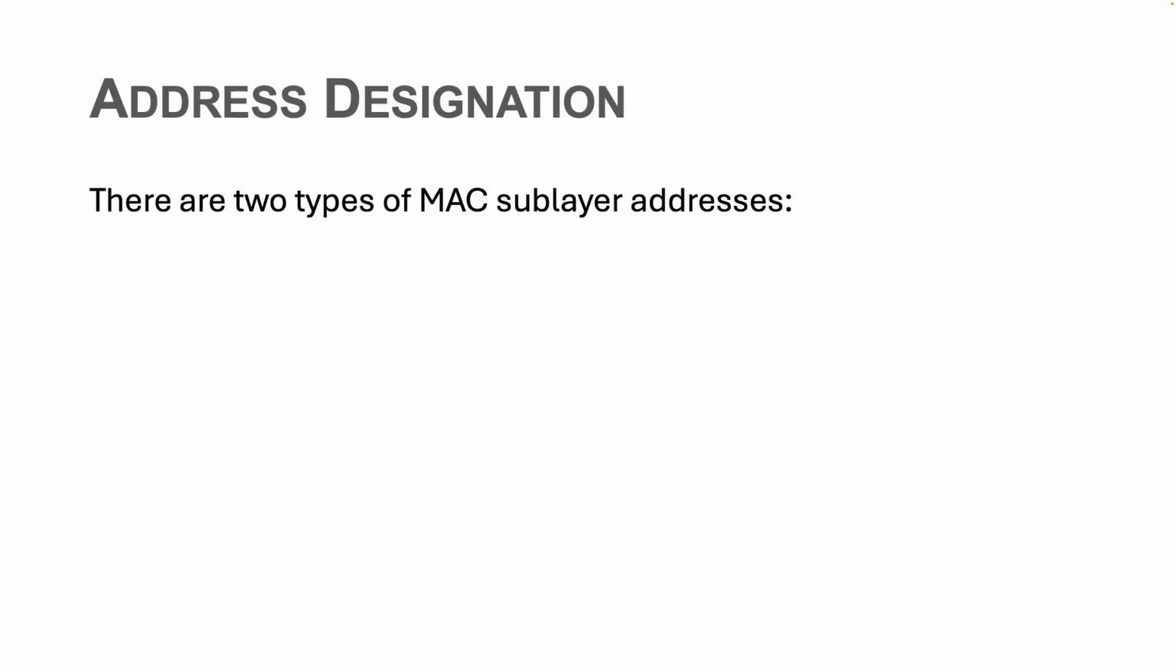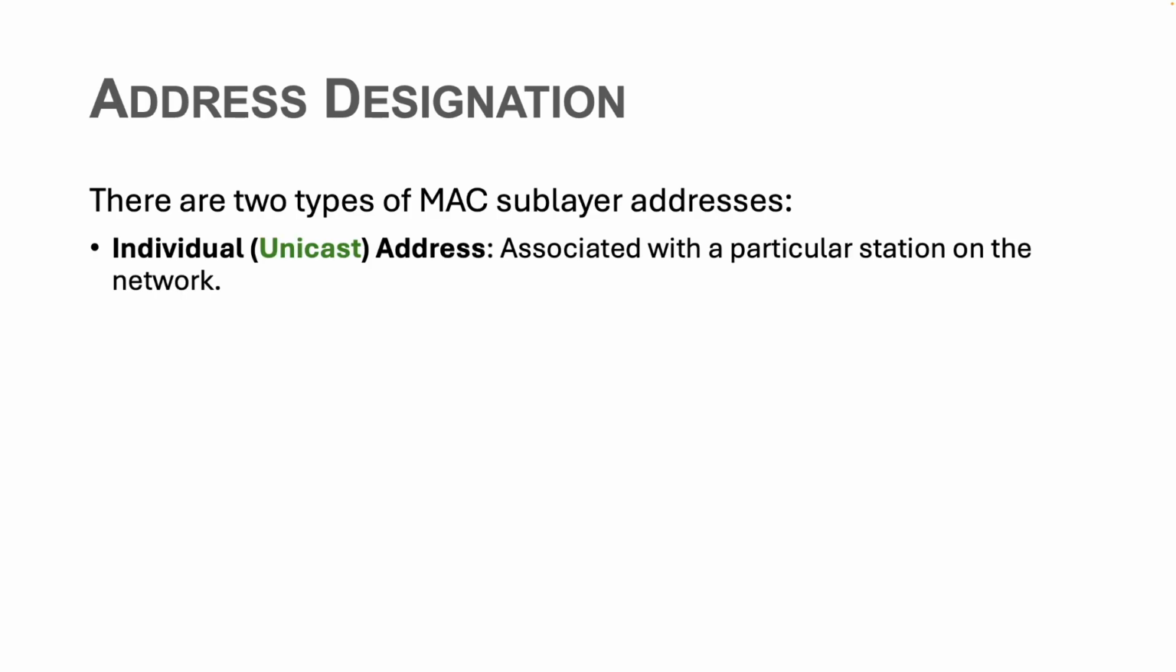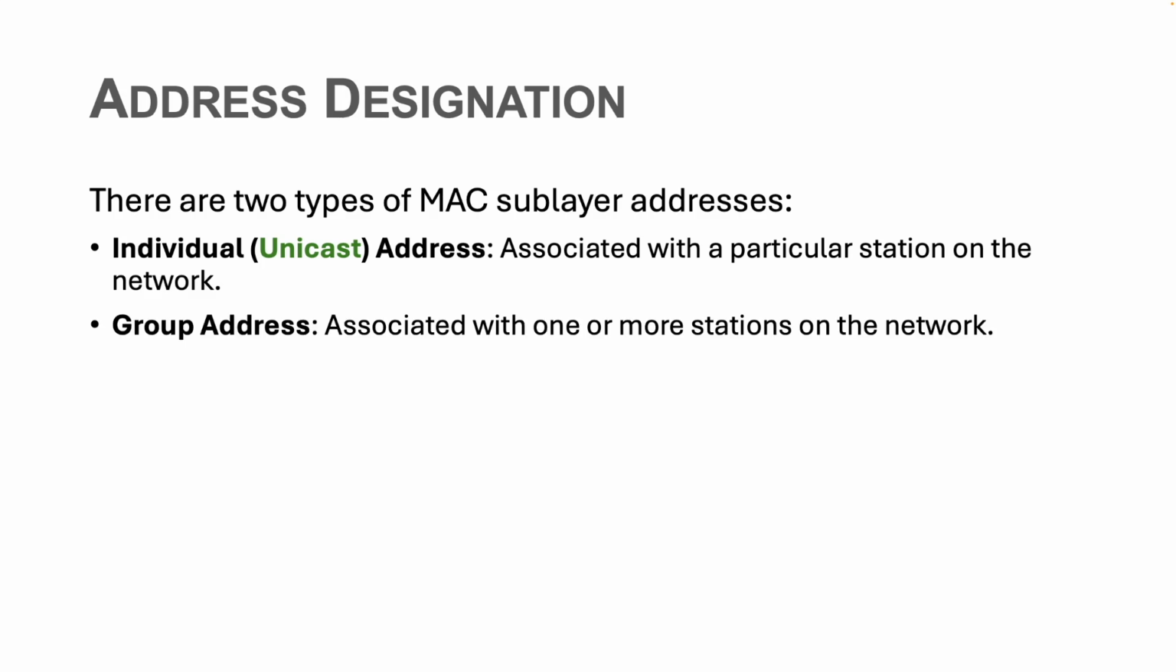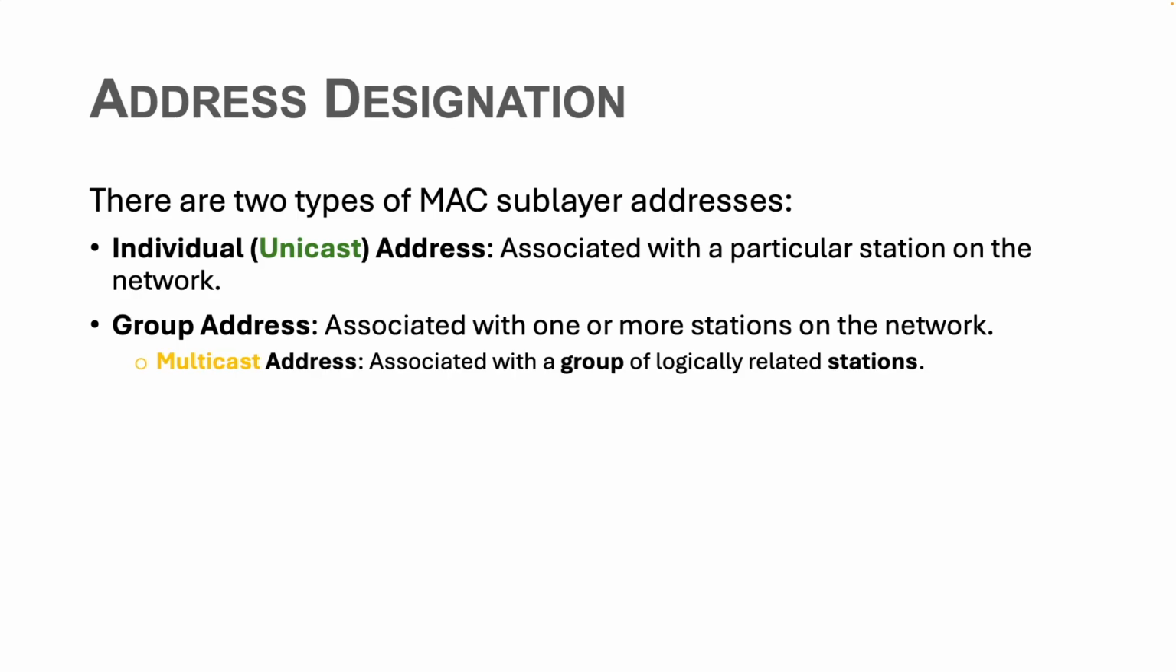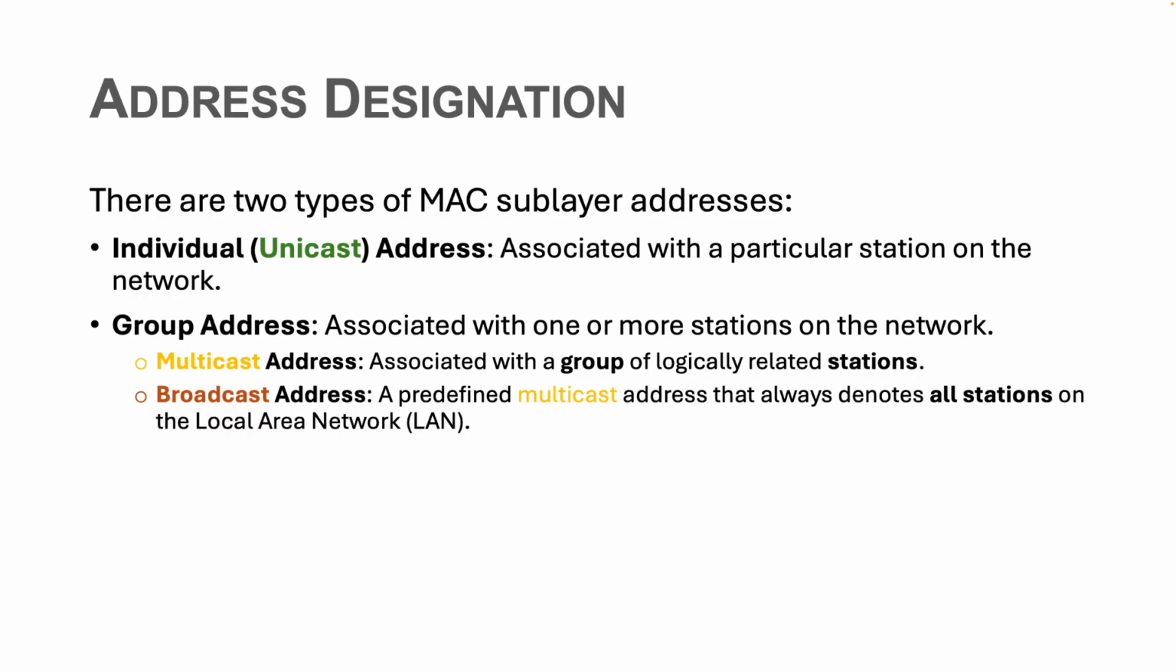In Ethernet there are two types of MAC addresses. We have the individual address, also called a unicast address, which is associated with a particular station on the network, and the group address, which is associated with one or more stations. Now, there are two types of group address: the multicast address, which is associated with a group of stations that are logically related, and the broadcast address. This is a predefined multicast address that denotes all stations on a given LAN.